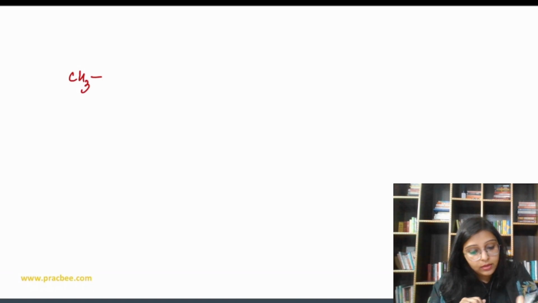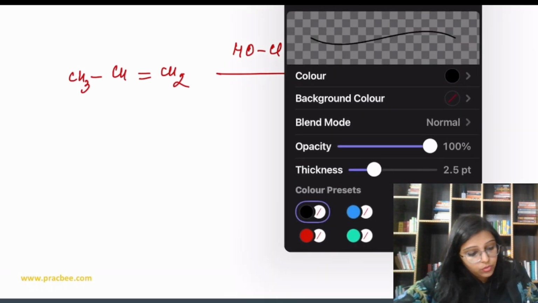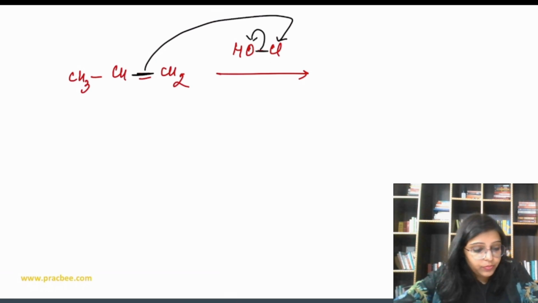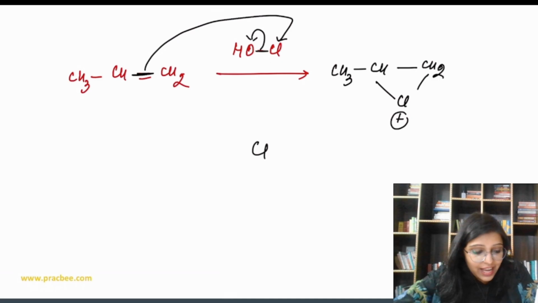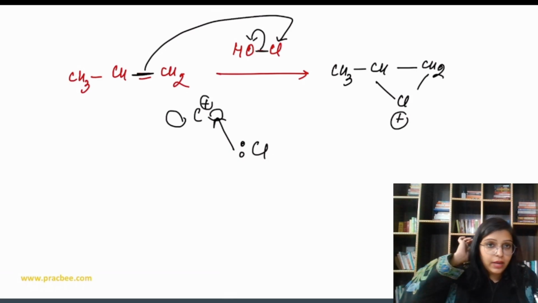CH3 CH double bond CH2. So we have Cl positive and OH minus, है ना? HOCl basically. So double bond takes Cl and we have this one. So CH3 CH CH2 and then Cl positive, because chlorine has lone pair, carbocation has empty orbital, so we have the bond formation, so we have the chloronium ion formation.